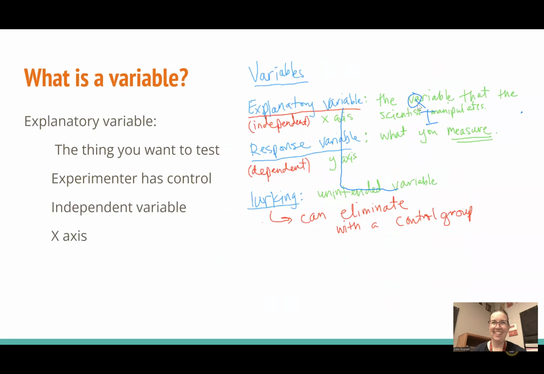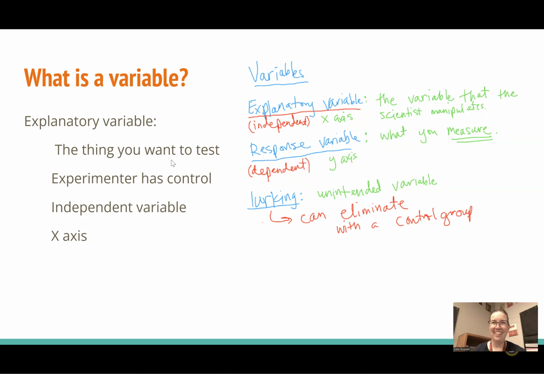Okay, so what is a variable? So I'm sure you've dealt with variables in math class. And in science class, we will likewise be dealing with variables. They might have different names than you're used to. So an explanatory variable is the thing that you want to test.